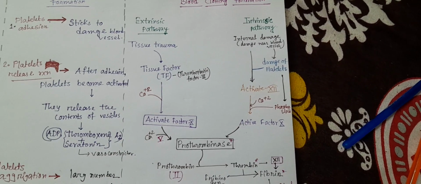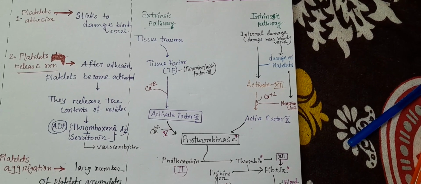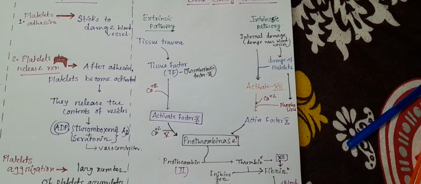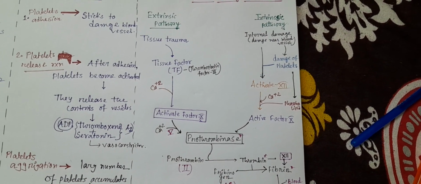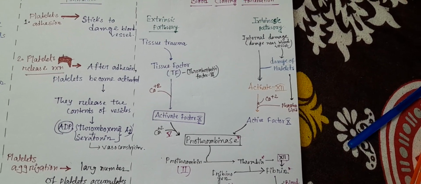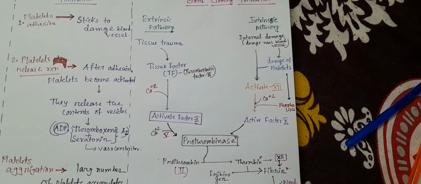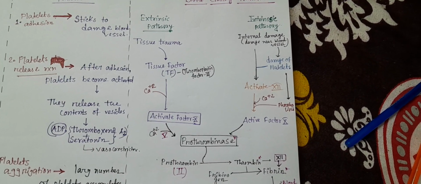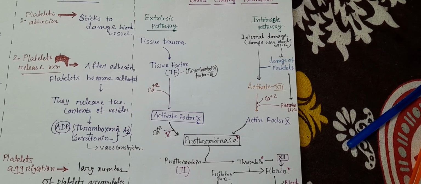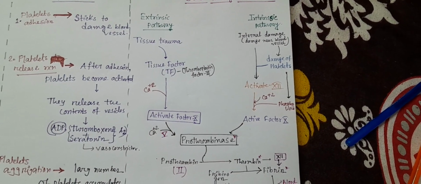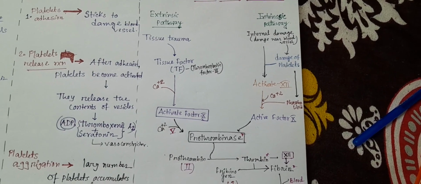Now the intrinsic pathway: suppose the hemorrhage or the damage occurs inside the blood vessels. Here the intrinsic pathway becomes activated, and in the damaged blood vessel, some platelets also get damaged. These damaged blood vessels along with some damaged platelets activate factor 12, and this factor 12 along with calcium and the phospholipids, which come from the damaged platelets, right? These phospholipids and calcium activate the protein factor known as factor 10. And up to this is the intrinsic pathway.